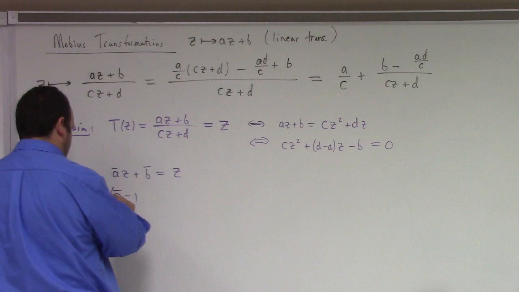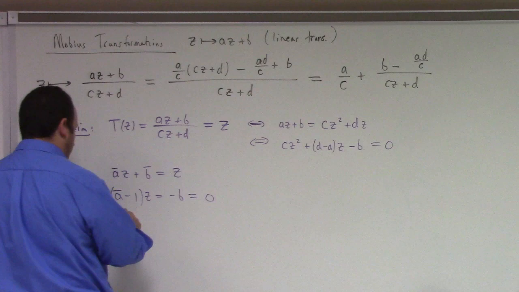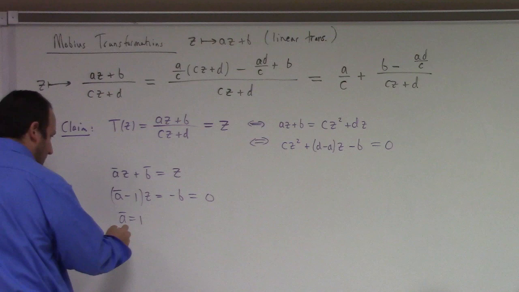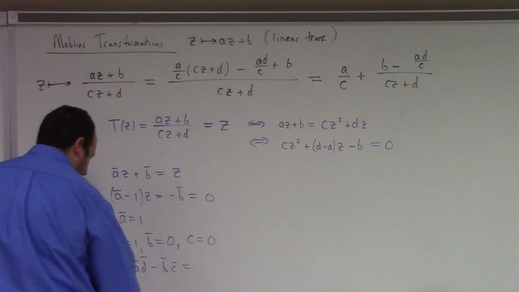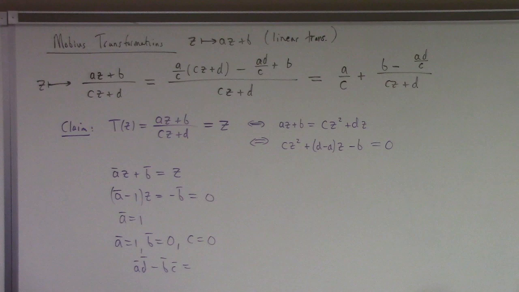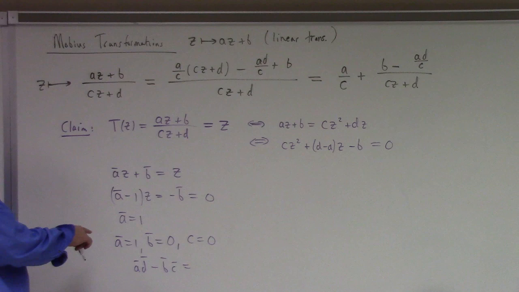So if this were zero, all you're saying is A bar could be equal to one? So if A bar is equal to one, if B bar is equal to zero, and if C is equal to zero, then we have A D, A bar D bar minus B bar C bar equal to what? What was my D? Oh. Well, it does seem like it's... So in that case, what's the fixed point? What is that? I think it's the identity transformation.